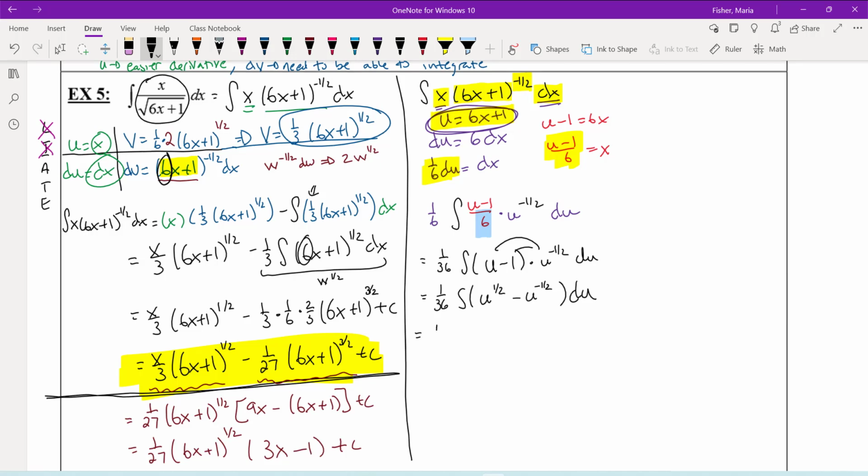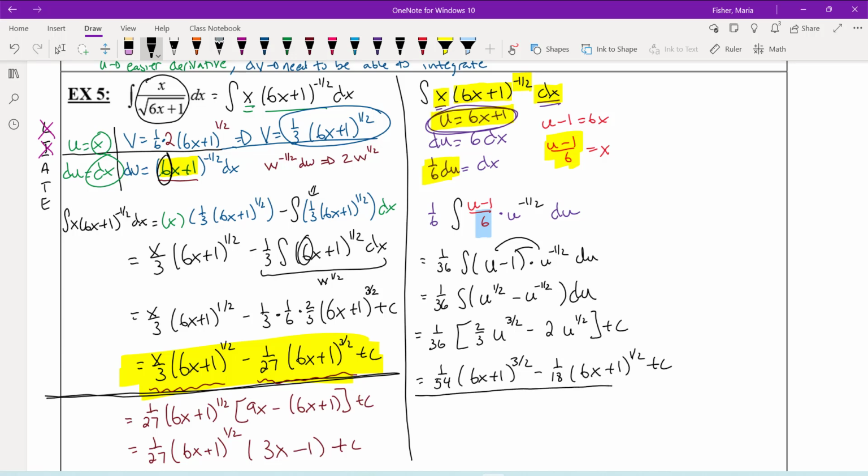Then I would integrate this, and I would get 2/3 u to the 3/2 minus 2 u to the 1/2 plus c. Distributing the 1 over 36 and putting the 6x plus 1 back in, we would have 1 over 54 times 6x plus 1 to the 3/2 minus 1 over 18 times 6x plus 1 to the 1/2 plus c. Now, if you were doing it in this format, you would stop at this point right here.